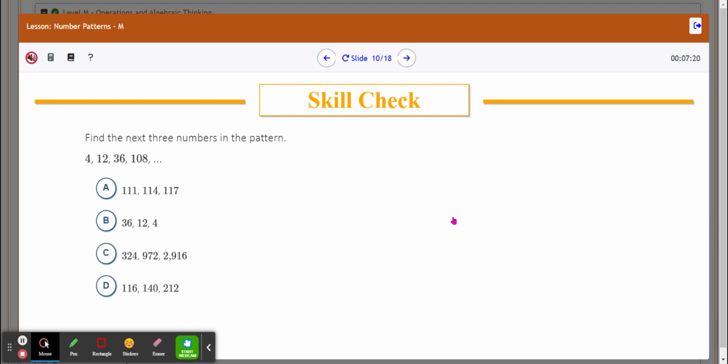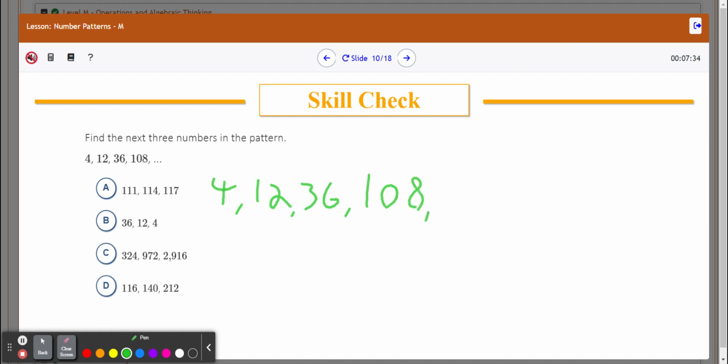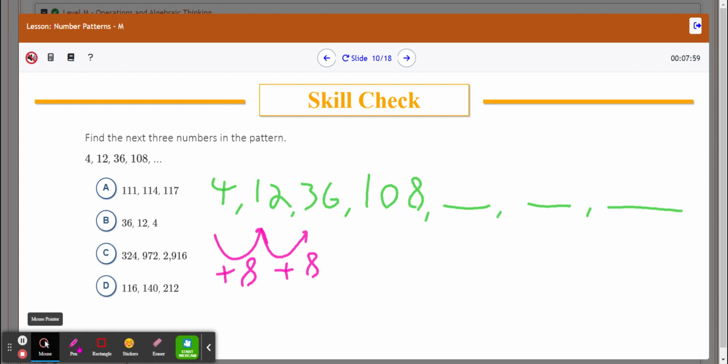And let's look at one more example. If I look at these numbers, I've got 4, 12, 36, 108. So I've got to figure out the next 3 numbers. First things first, we've got to figure out what our rule is. So right off the bat, I'm going to say, to get from 4 to 12, I'm going to add 8. Now remember, the rule has to work every single time. So look what happens here. 12 plus 8, that's not 36, that's 20. So plus 8 can't be my rule.